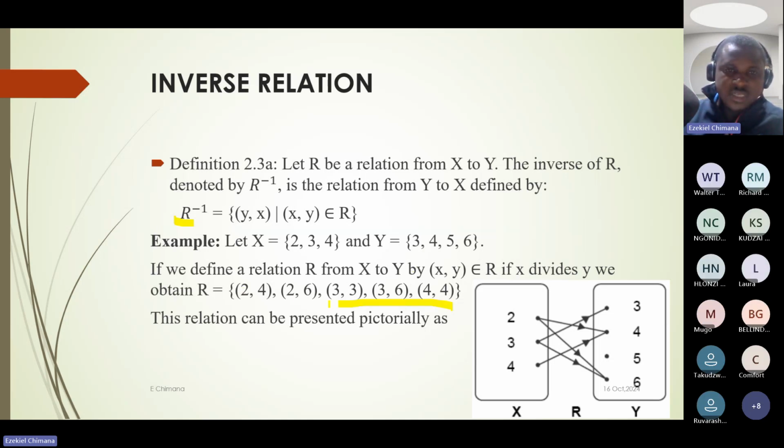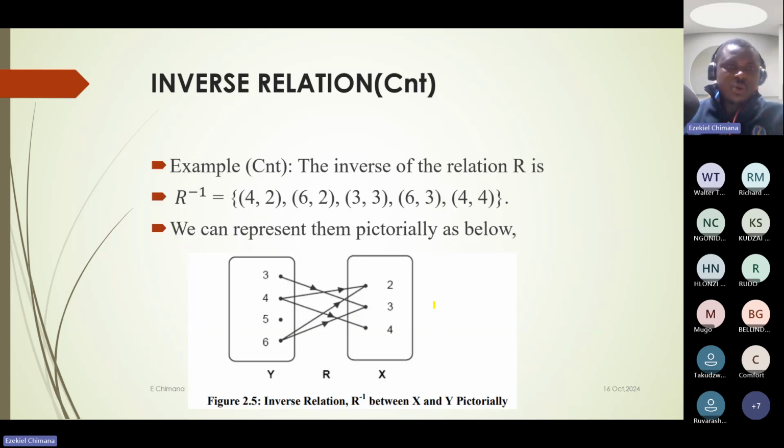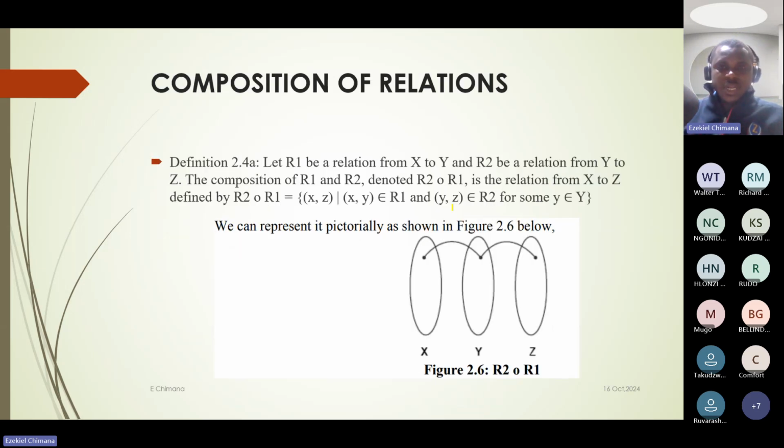So for the inverse, you just take this 4 and put it here. So it will become (4, 2), (6, 2), (3, 3), then (6, 3), then (4, 4). That will become your inverse. So the inverse will become (4, 2), (6, 2), (3, 3), (6, 3). So you are just reversing. Your range will become your domain, and your domain becomes your range.